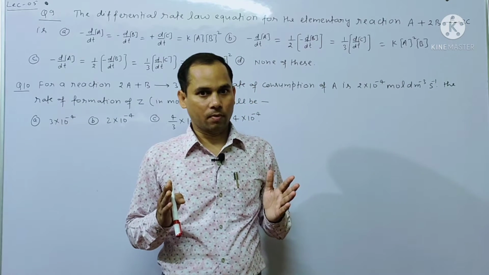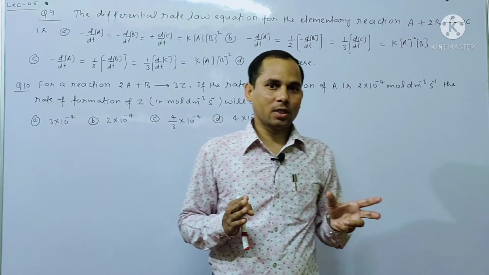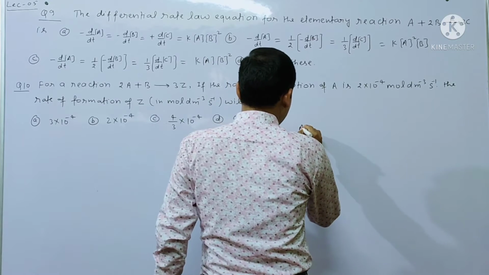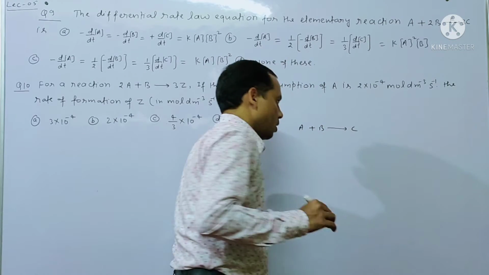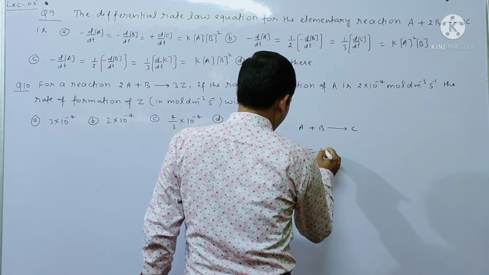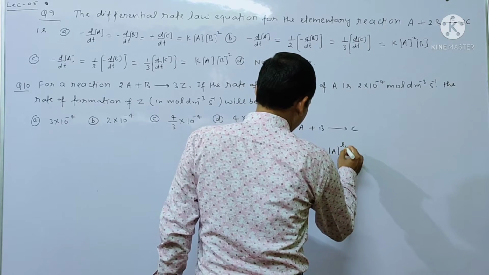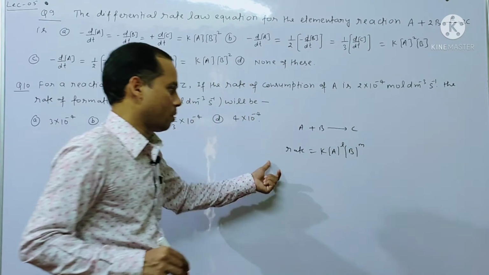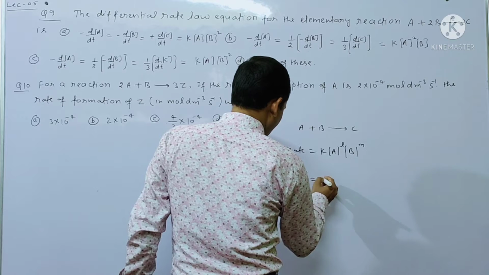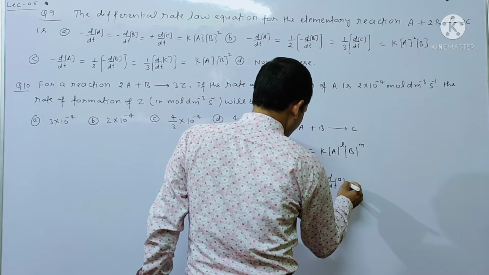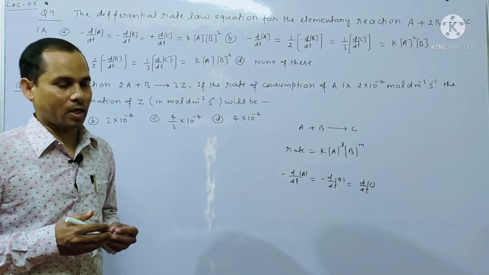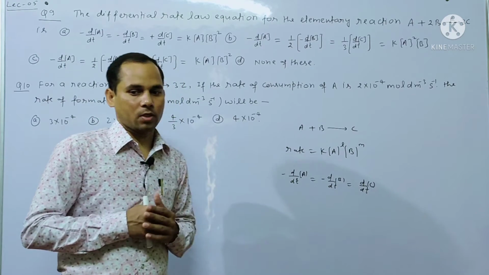We know the rate law expression can be expressed in two forms, differential form and normal form. For example, if A plus B gives C, we can write the rate law expression in two ways. First, rate equals K times concentration of A to the power L and B to the power M. The second format is minus d over dt of concentration of A equals minus d over dt of concentration of B equals d over dt of concentration of C. So we have two formats to express the rate law expression.